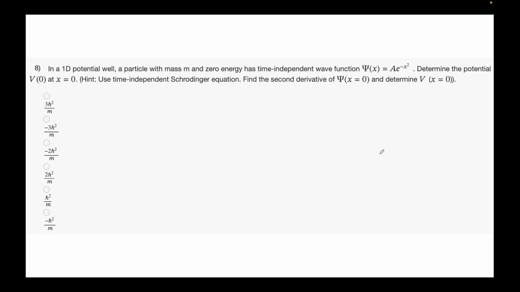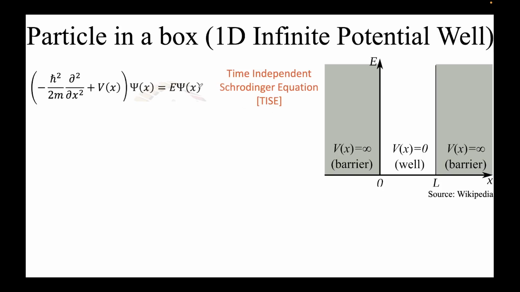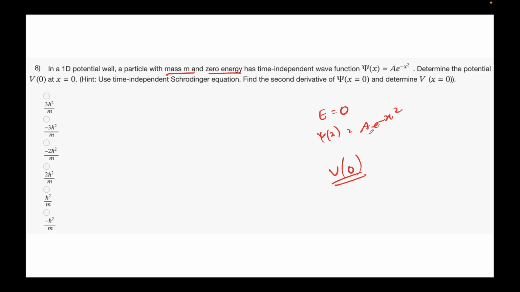Okay. So now the next problem is in a 1D potential well. A particle with mass m and 0 energy. So energy has been given equal to 0, and this is the psi that's been given to us, a e to the power minus x square. We are required to find V0, that is the potential at x equal to 0. So this is the expression that has been given to us, and we know E equal to 0, so this term vanishes. So I'm writing this expression, h cut square by 2m del square by del x square plus V(x) times psi(x) equal to 0. The expression for psi is a e to the power minus x square.